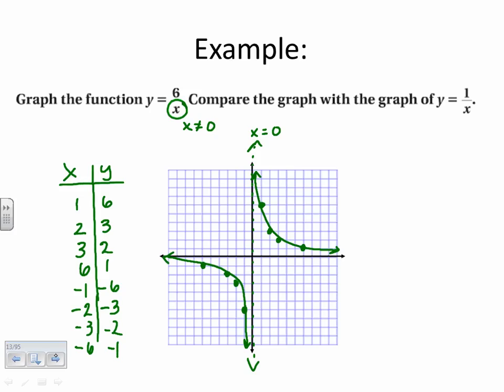So what else do you notice about this graph? Besides it having a vertical asymptote, do you see any more asymptotes? I also see a horizontal asymptote at y equals 0. And we'll get into that a little bit more as we continue. So how does it compare with the graph of 1 over x? Well, basically, when we had the 1 over x, all we did was take all of those values and multiply them by 6. So you have your vertical stretch of 6.